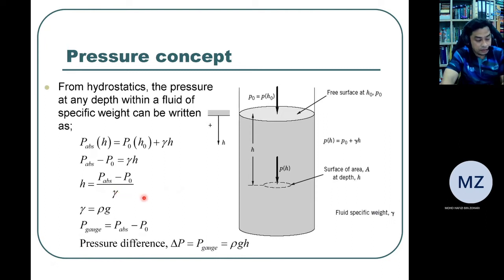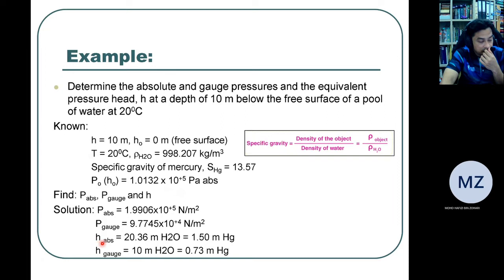So if you look at the equation here, the answer here, this one is H absolute for the H2O. If you use specific gravity of mercury, then you find that H absolute is 1.5 meter Hg. Look at the difference. If we have a pressure of 10 meter of water plus the atmospheric pressure, you can raise the water up to 20.36 meter H2O. So we can raise up the water that high.